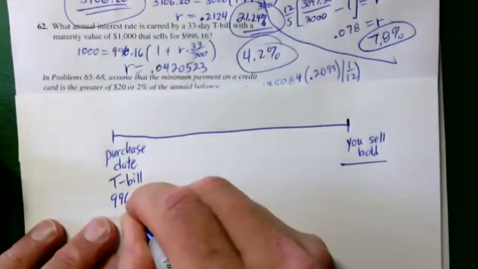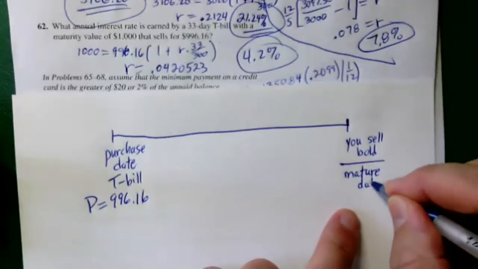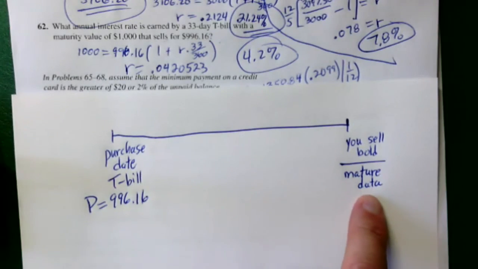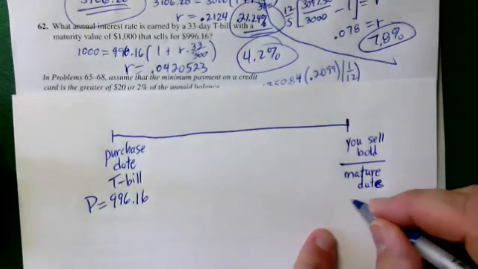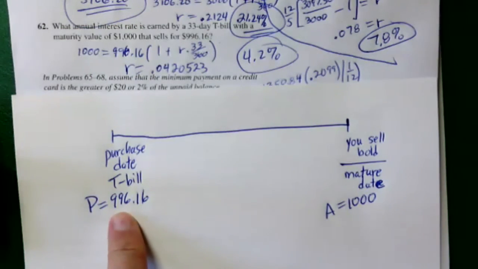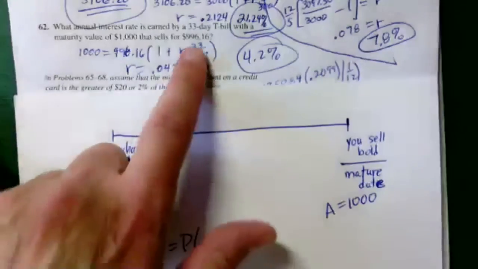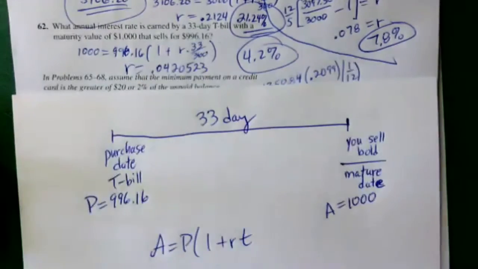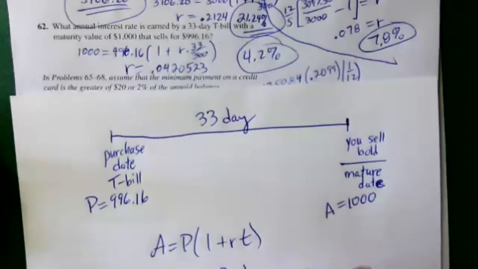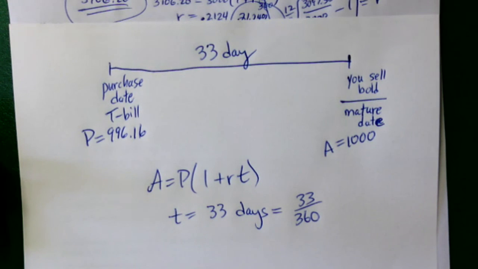This is the initial amount. In our formula, this is the value of P. It's just trying to get you familiar with some of the terminology we're using. The maturity date is over here, and you're going to sell this for $1,000. So you buy it, it earns a little bit, less than $4, and then you sell it. In our formula, A equals P times (1 plus RT), they tell you it's a 33-day bond, so the T value is 33 days. Remember, you have to put that in as a year value, so it's 33 over 360. If you use 365, there's going to be very little change. And what they ask is, what is the annual interest rate?